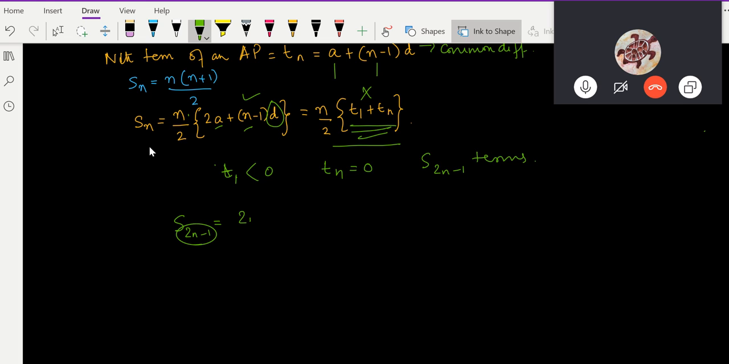(2n minus 1) upon 2 into [2a plus (2n minus 1 minus 1) whole multiplied by d]. I am putting 2n minus 1 in place of n, and there is a minus 1 again. Be careful with this one. People make a lot of mistakes here.